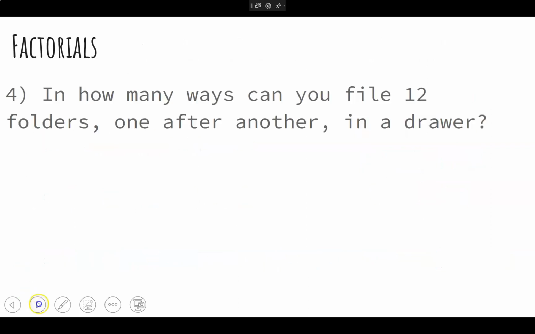Beautiful. Okay, so factorials. If I say, how many ways can you file 12 folders, one after another in a drawer, where one gets taken away each time I put it in the drawer, this is a factorial. I have 12 folders, then 11 to choose from, then 10 to choose from, then 9 to choose from. So to figure out this number of combinations, we're going to use factorial. What is 12 factorial?